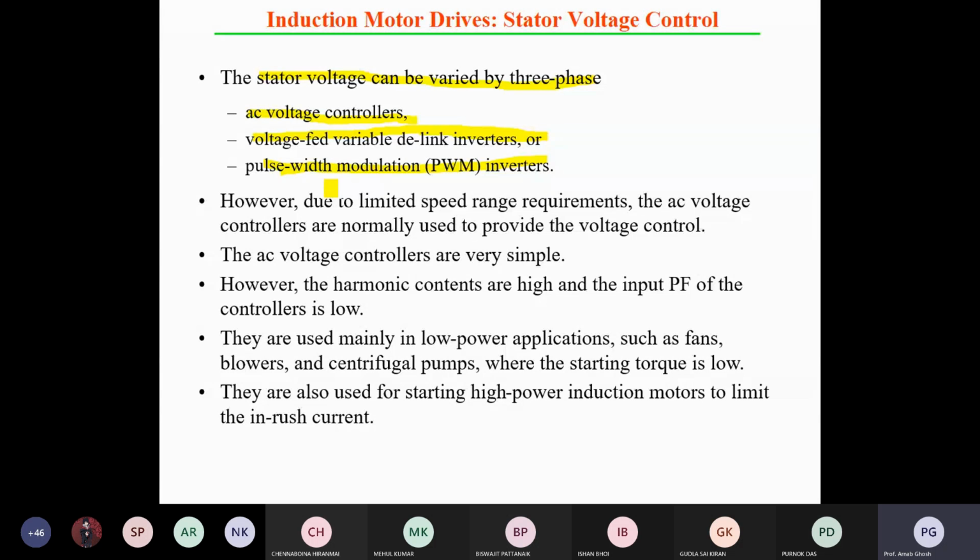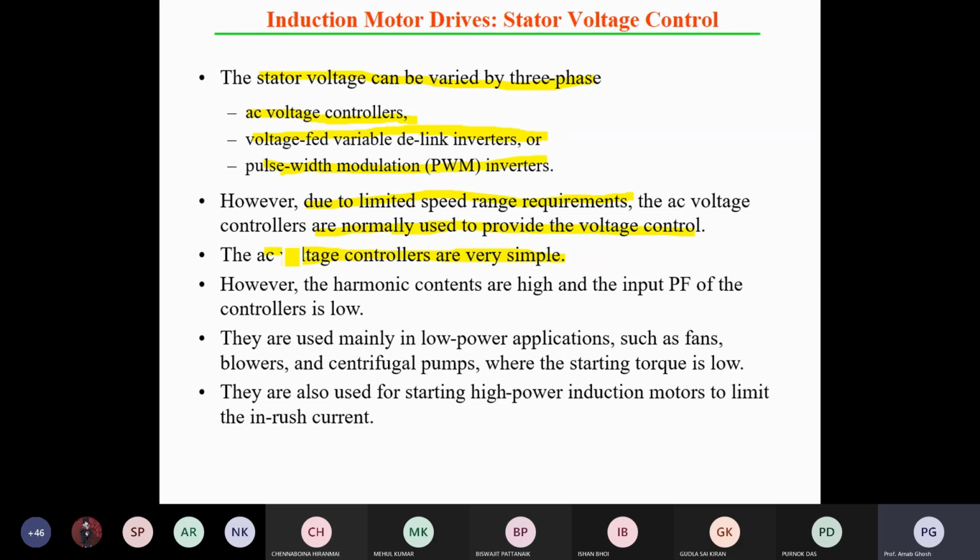However, due to the limited speed range requirement, AC voltage controllers are normally used to provide the voltage control. The AC voltage controller is very simple. AC voltage controller means the input side AC is there, like an auto transformer, and you can vary the firing pulse. Two SCRs are connected in anti-parallel in single phase; for three phase, 6 SCRs will be there. For individual phases, two anti-parallel silicon controlled rectifiers should be connected in each phase line, so you can control the firing pulse of the SCR.